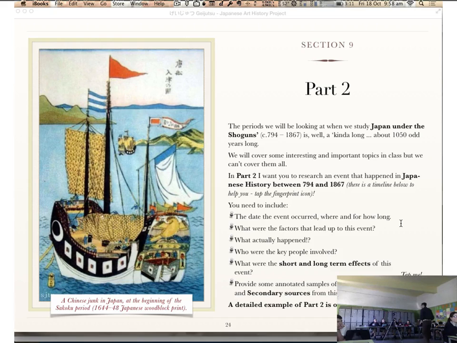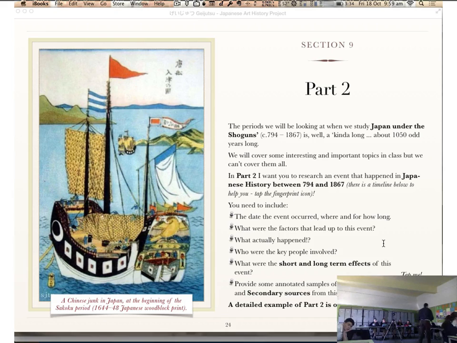So, what I want you to do is research any event of your choosing that happened between 794 and 1867. You're going to choose an event that interests you. Don't choose something that you think, oh, this will be alright, I'll have some information on it. Choose something you think is really, really cool. This is going to ask you to do a bit of research. Look on the internet, see what you can find in that time frame.